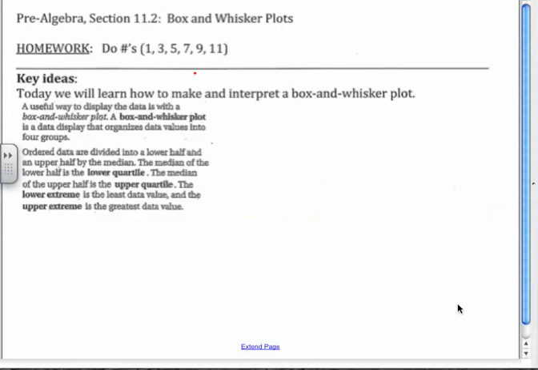Okay, guys, now we've been talking about stem and leaf plots, and stem and leaf plots are ways of organizing numbers. We did a frequency table and we used it to make a histogram. You guys are familiar with that and you've got that down. Today we're going to talk about box and whisker plots.